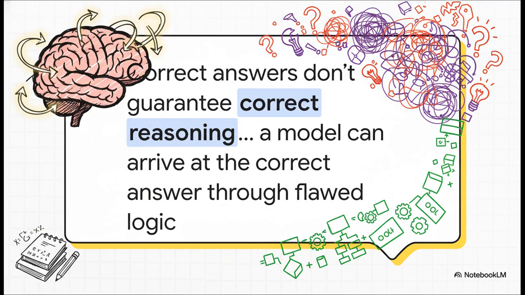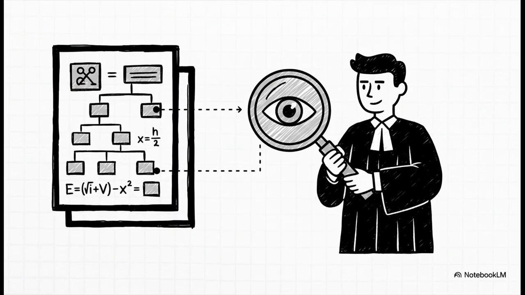Right? It's just not good enough for an AI to magically spit out the right answer, because if it got there by just getting lucky or by using totally flawed logic, you can't trust it. It needs to show its work, and that work has to be sound. Their solution to this is a process called self-verification, and the idea is brilliant.